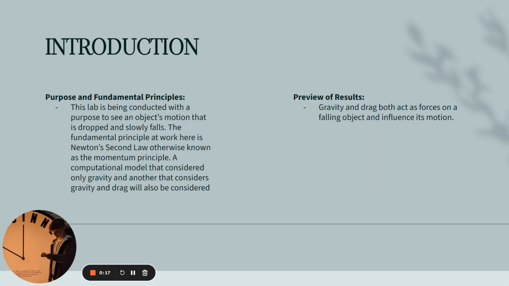So, introduction: this lab is conducted with the purpose of seeing the motion of an object that is dropped and slowly falls. The fundamental principle at work here is Newton's second law, otherwise known as the momentum principle. A computational model that only considers gravity and another that considers gravity and drag will also be compared. In preview of the results, gravity and drag both act as forces that influence the falling object's motion.